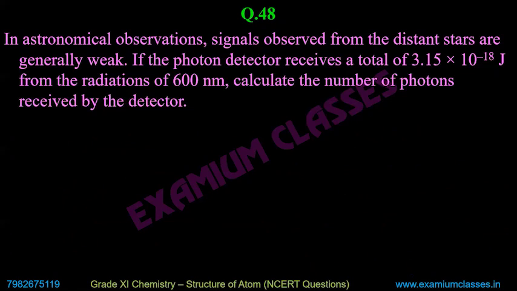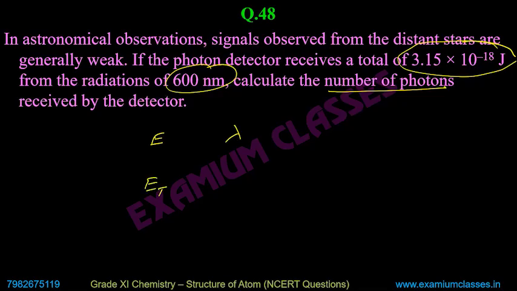Next, in astronomical observations, signals observed from the distant stars are generally weak if the photon detector receives a total of this much joule from radiation of this much. So E is given, lambda is given, calculate the number of photons. Again, the same thing you have been doing. E_T is equal to NhC by lambda. Nu, you will write C by lambda.